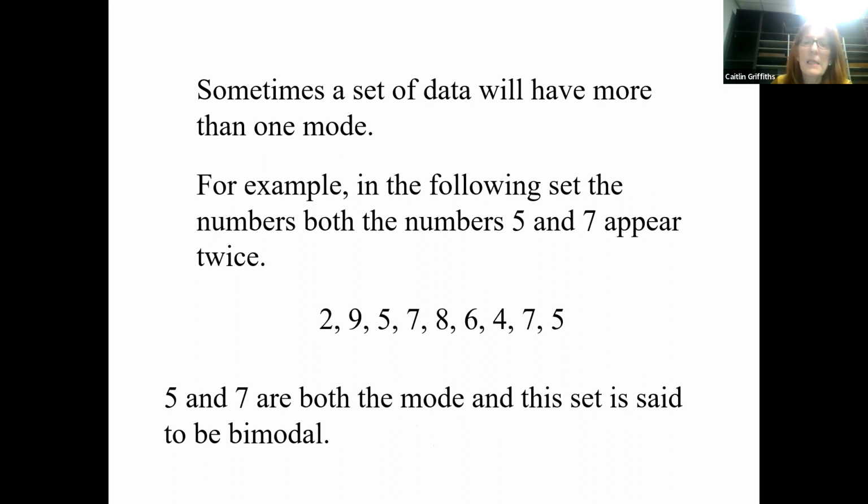One of my students yesterday said, what happens if you find 3 modes? In that case, I didn't look it up, but I assume that data set would be considered trimodal. This is bimodal. With 3, it would be trimodal.